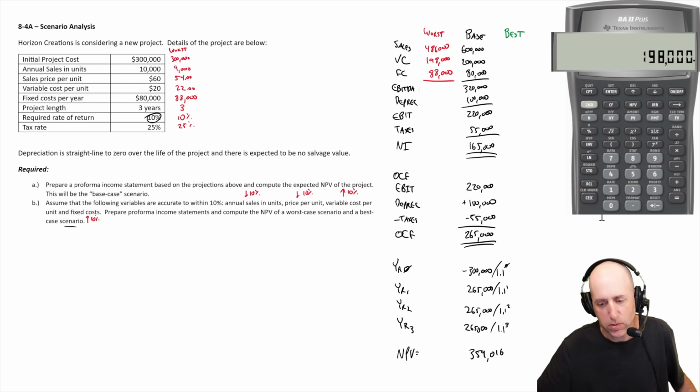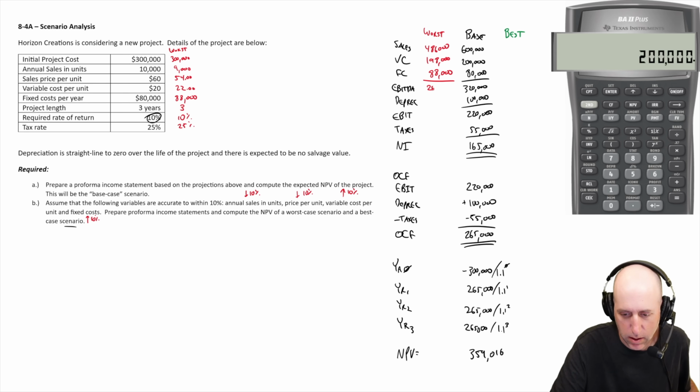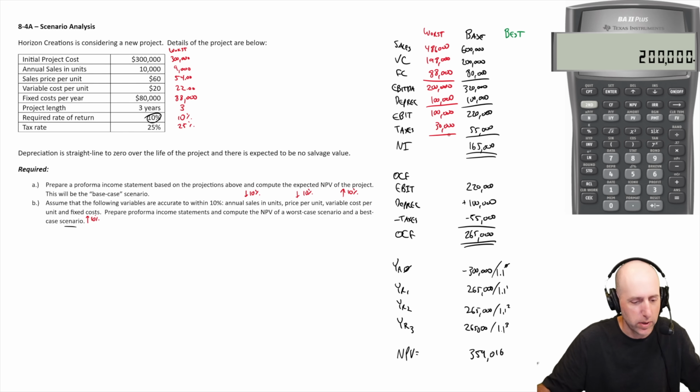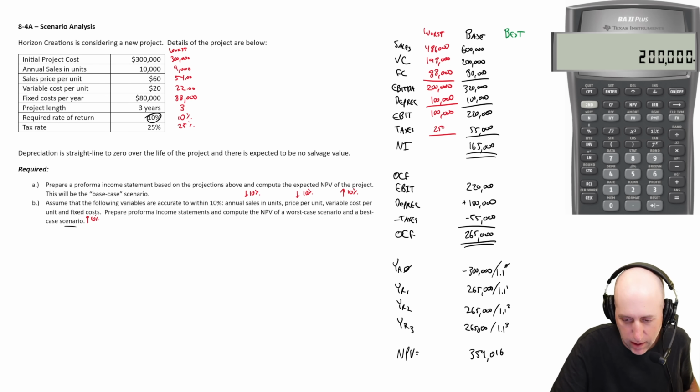So 486 minus 198 minus 88. 200,000 even. That's amazing. Nice even number. Our depreciation is 100, and therefore our EBIT is 100. Taxes on 100,000 are 30,000. It's got me second guessing things. The numbers are going so smoothly. 25%. I said 30%. 25,000.